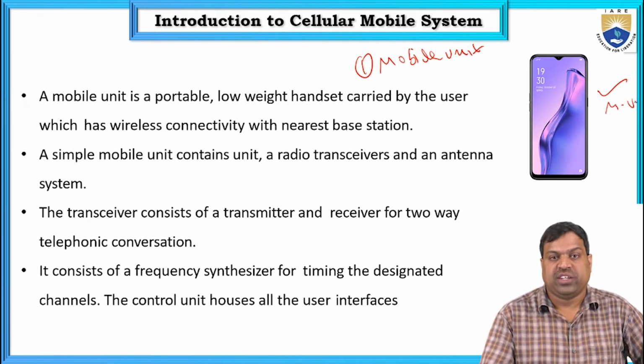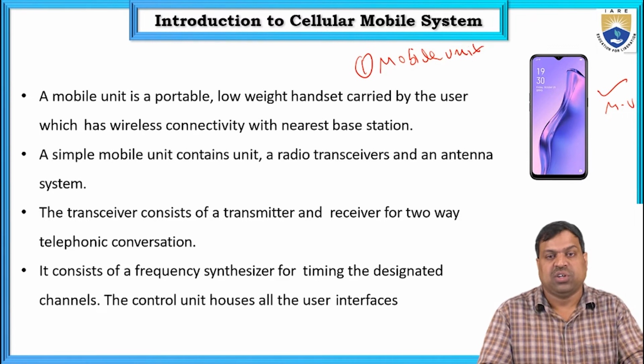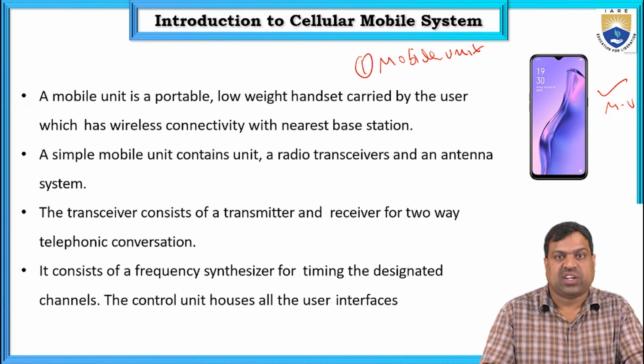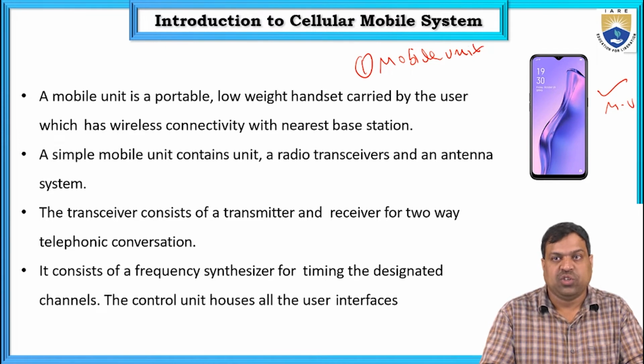A mobile unit is a portable, low weight handset carried by the user, which has wireless connectivity with the nearest base station. The phones we are carrying, we call them a mobile unit. In general terms they are cell phones, but in the communication system we call them a mobile unit. A simple mobile unit contains a radio transceiver and an antenna system.